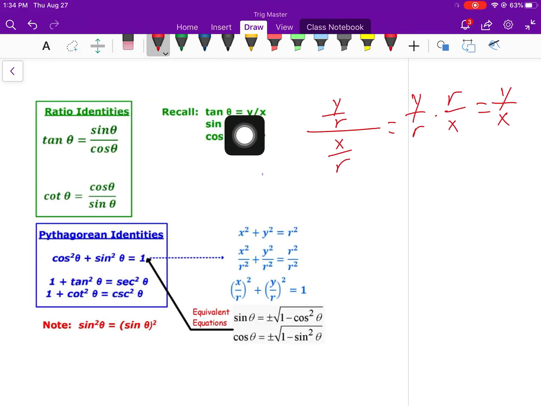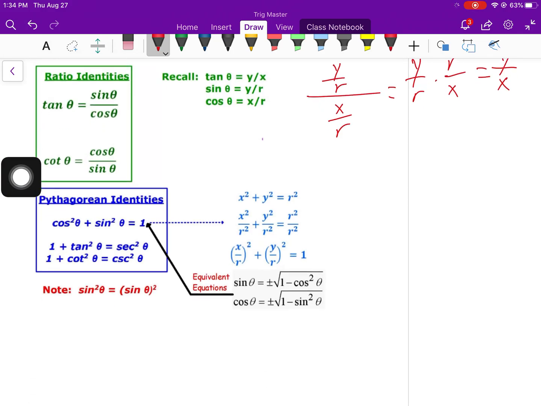So if you can remember the circle definition of tangent, you should be able to remember this ratio identity, and then the cotangent ratio identity is just the reciprocal of the tangent one. So that's going to be cosine over sine. Then the Pythagorean identities are in this blue box: cosine squared theta plus sine squared theta equals 1.